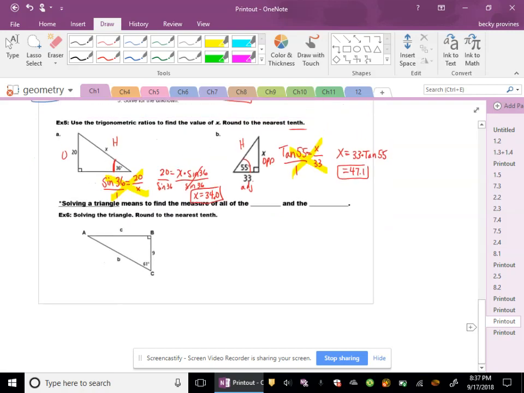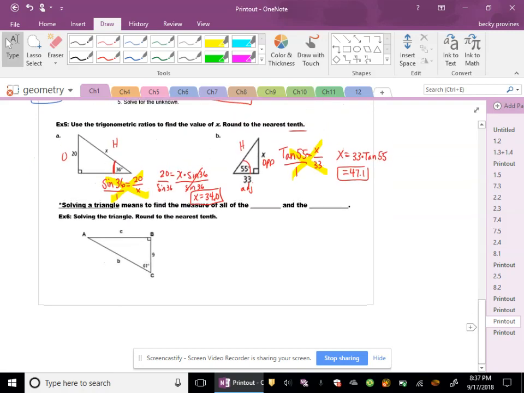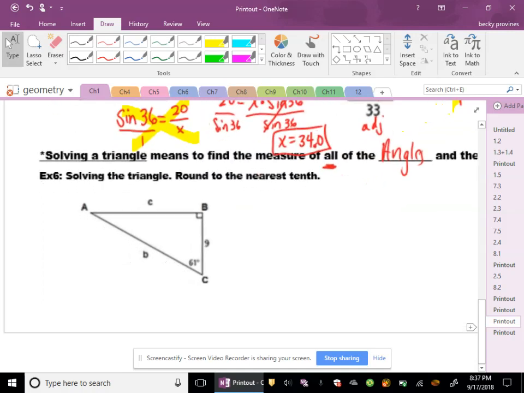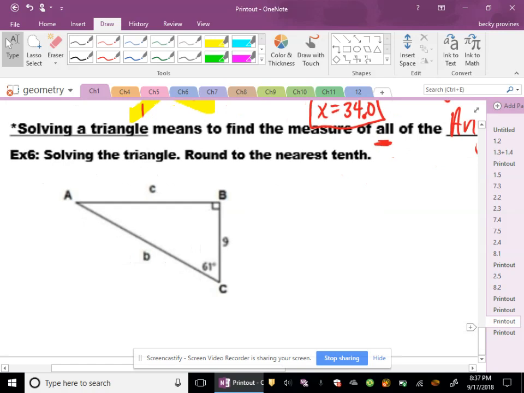Okay, so we are to the last question. Solving triangles. So this means you're going to find the measure of all the angles and the sides. So you're going to find everything. Now, here's the thing that's the easiest. Do you guys remember the triangle sum theorem, which says the triangle always equals 180 degrees? So finding this angle measure is really, really easy.